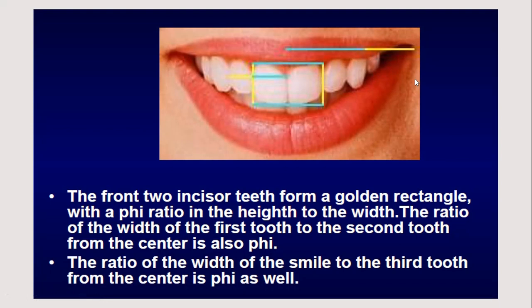If you still remember, sometimes you don't bring a tape measure when you're buying pants or shorts. Where did you measure it? Around your neck, because your neck is proportional to your waist. So the front two incisor teeth form a golden rectangle with a phi ratio in the height to the width. The ratio of the width of the first tooth to the second tooth from the center is also phi, or 1.6018. The ratio of the width of the smile to the third tooth from the center is phi as well.